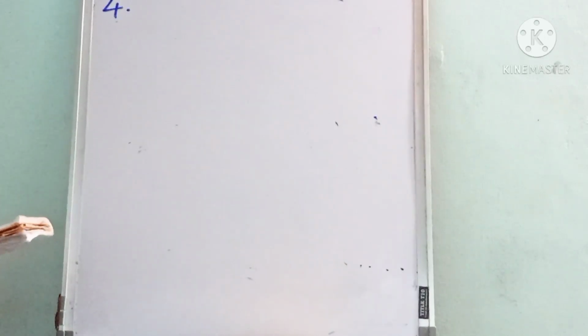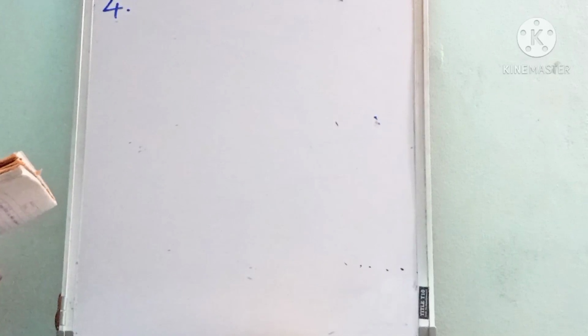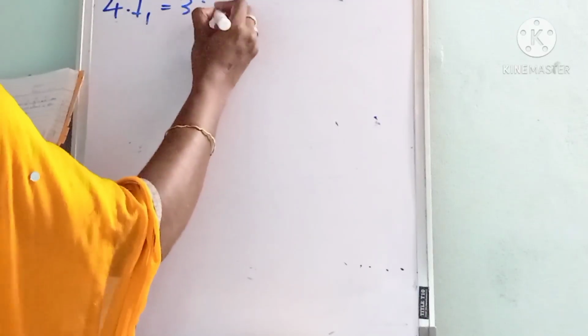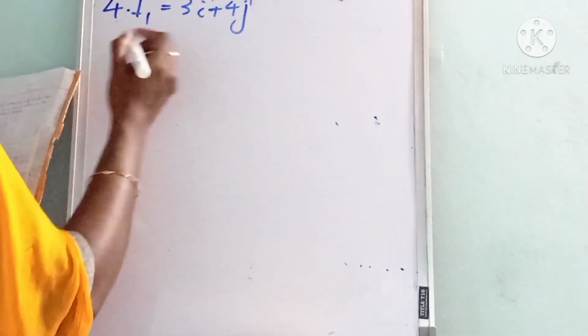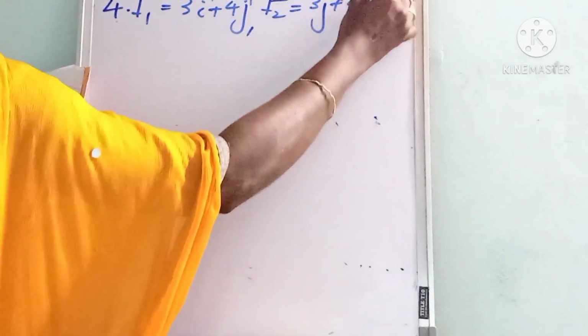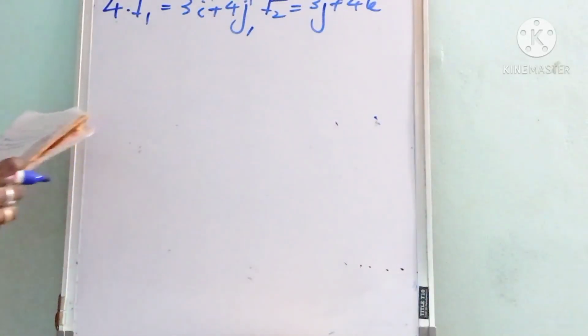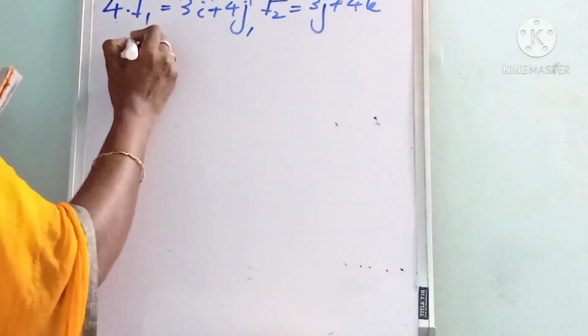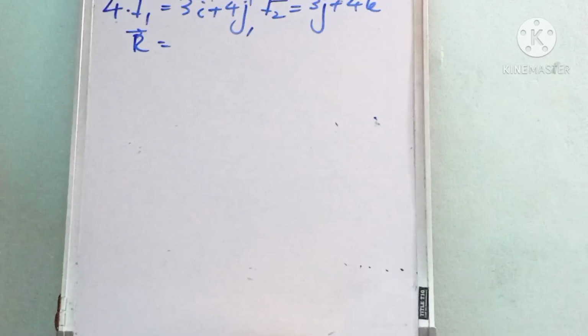Next, the fourth question: two forces F1 equal to 3i plus 4j and F2 equal to 3j plus 4k are acting simultaneously at a point. What is the magnitude of the resultant force? Listen to it. Here two forces, F1 is equal to 3i plus 4j and F2 as 3j plus 4k, acting simultaneously at a point. We have to find the resultant vector R.